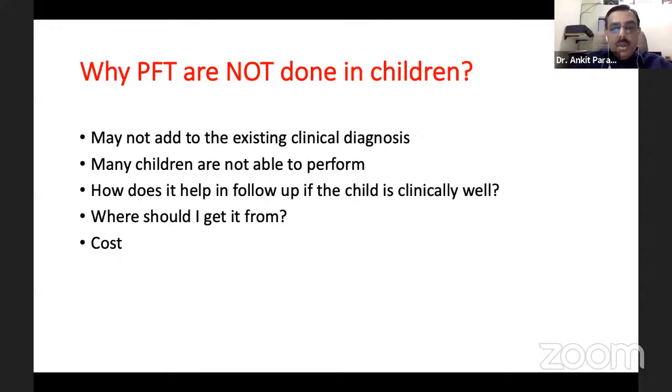Now, when you talk to anyone, a lot of people might think that it does not add on to my clinical diagnosis. If all these things are present in a particular patient and I can manage this patient, then will it actually add on to say that this child has asthma or not? I know this child has asthma.